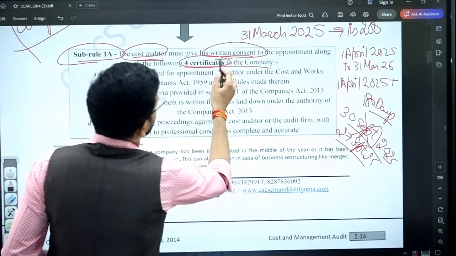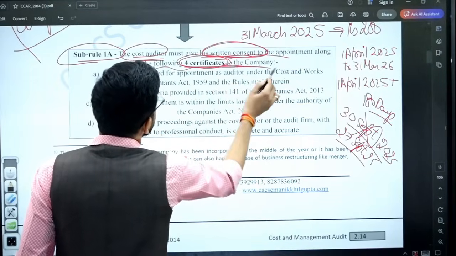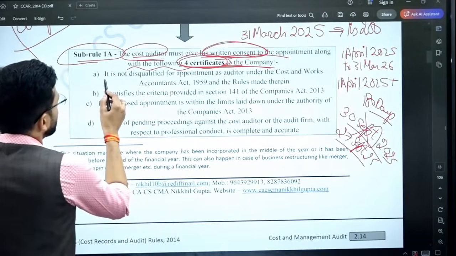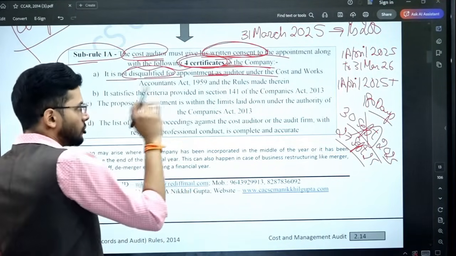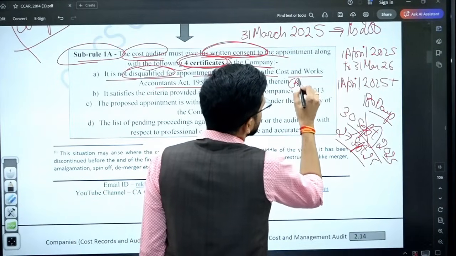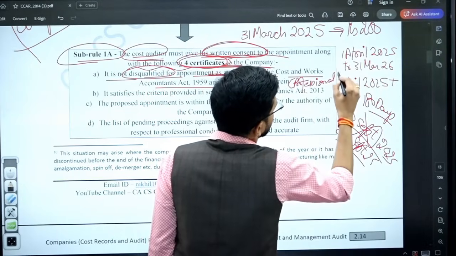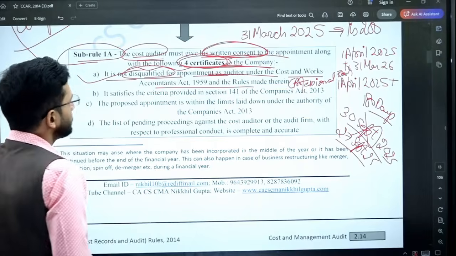Okay, so the cost auditor must give his written consent to the appointment along with the following 4 certificates. So 4 certificates are required to be given by the cost auditor to the company. Number 1, he is not disqualified from appointment as a cost auditor. He has followed all the provisions of the Cost and Works Accountants Act and the professional ethics rules and regulations. That is the first certificate that he is required to give.